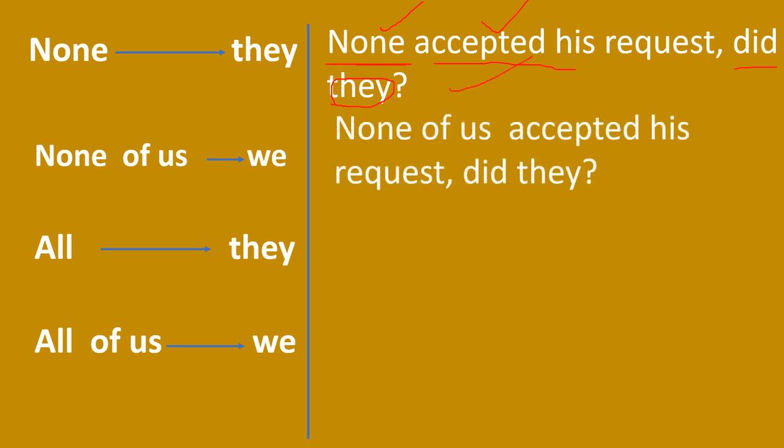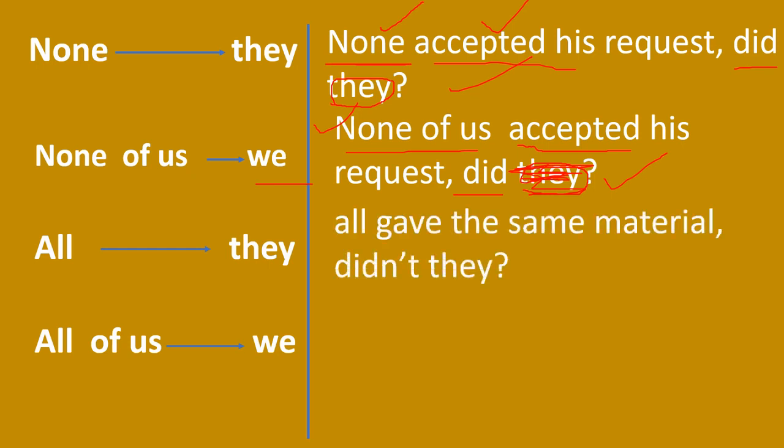Okay, next one, none of us accepted his request. Here instead of none there is none of us, so we should write the subject pronoun as we, but there is they, so we should write we here. They is a wrong word. So the right answer is did we. There is no auxiliary in the sentence, only the main verb is there, that is accepted, in the second form of the verb, that is called simple past. When there is simple past, we should write did. We should not write didn't, because none gives the negative sense here, so we should write positive question tag, so the right answer is did we.